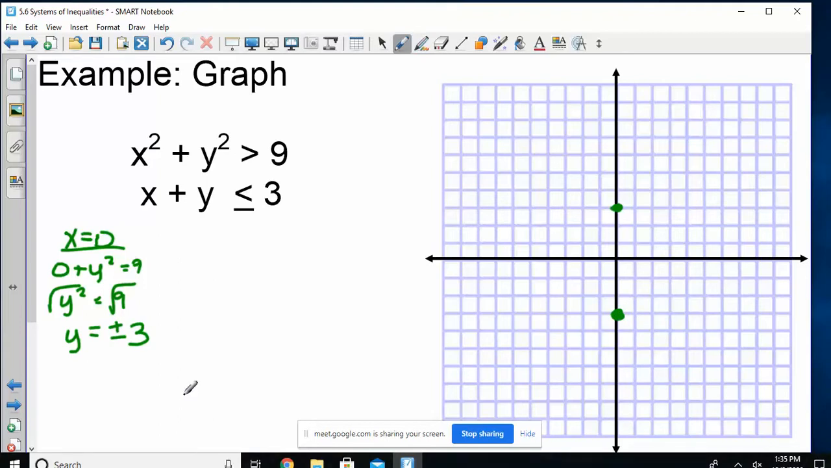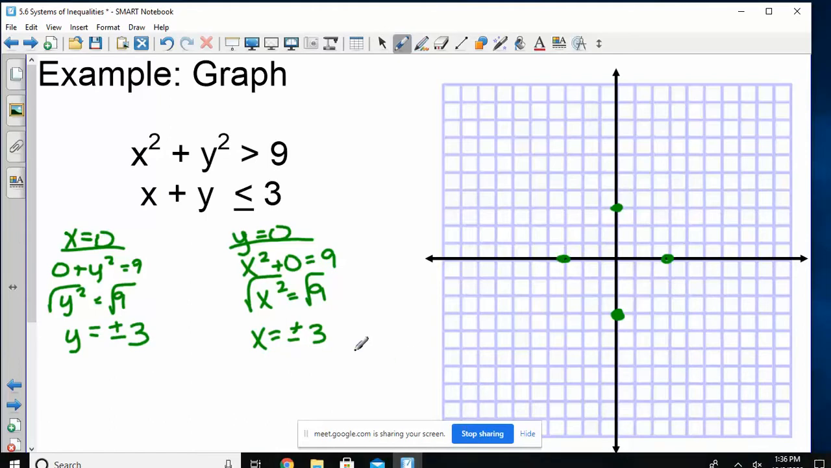Is that enough points to graph it? What's another easy one we could do? So then I get x squared equals 9. So square root plus and minus x equals plus and minus 3. So I have 3, 0. Negative 3, 0. Is that enough to get my graph? Yeah. Solid or dashed? Dashed, because there's no equal to.